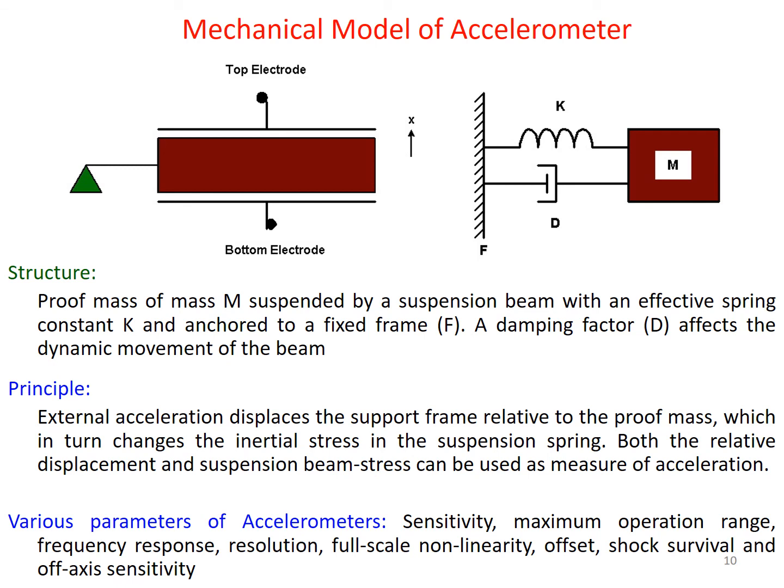And if we talk about an accelerometer, what are the different performance parameters? For example, we have seen the typical parameters for a sensor: sensitivity, range of the device, frequency response, that means within how much frequency it will be working, the resolution, non-linearity, offset, shock survival capacity, and off-axis or cross-axis sensitivity, right? So these are some of the important parameters or features for an accelerometer device. These are just the basic introduction of the accelerometer system, right? Is it okay?